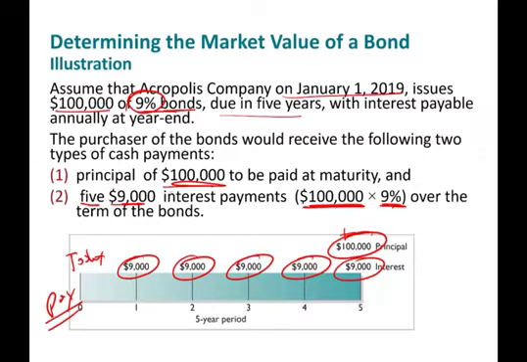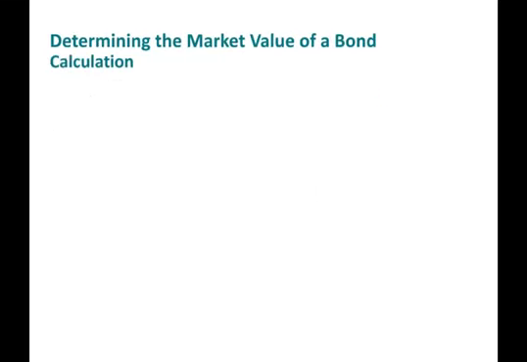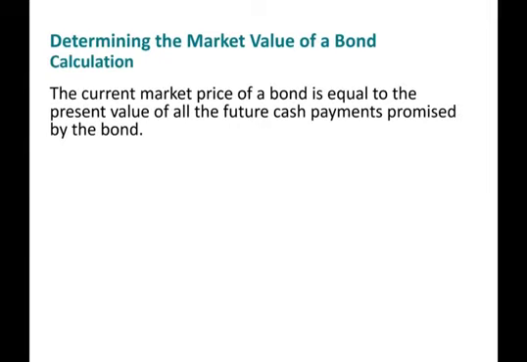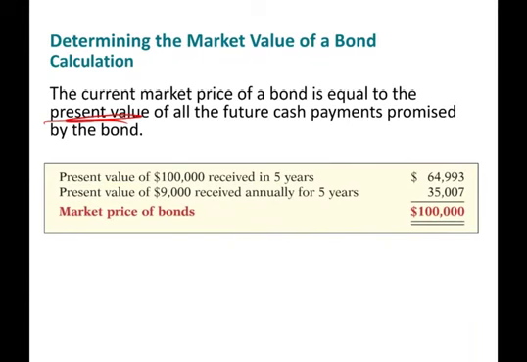Now, how do we find the price of the bond? I'm going to tell you, but you don't have to worry about it, as for this class I don't require it. The current price of the bond is equal to the present value of all future cash payments promised by the bond. So the present value of 100,000 in 5 years is 64,993. What's the present value? If I'm receiving $100,000 5 years from now, how much is it worth today? How much should I pay for it today? You'll pay 64,993. Once again, for this class, you don't have to worry about this.